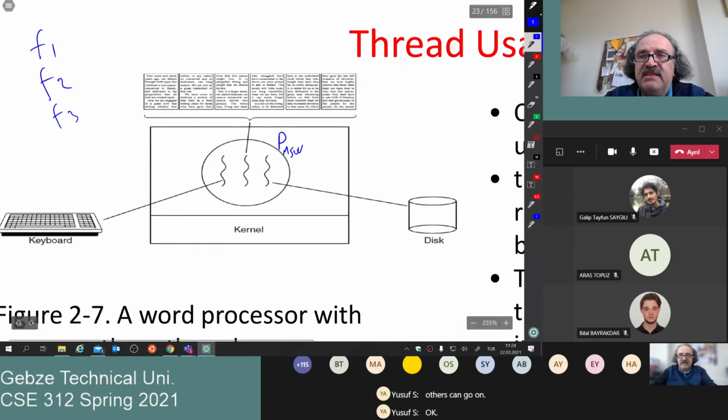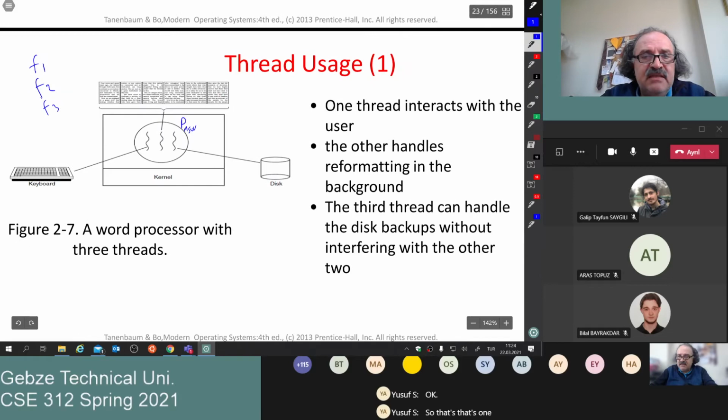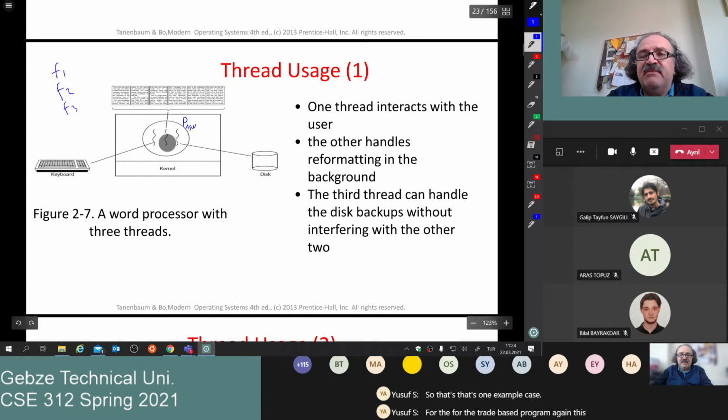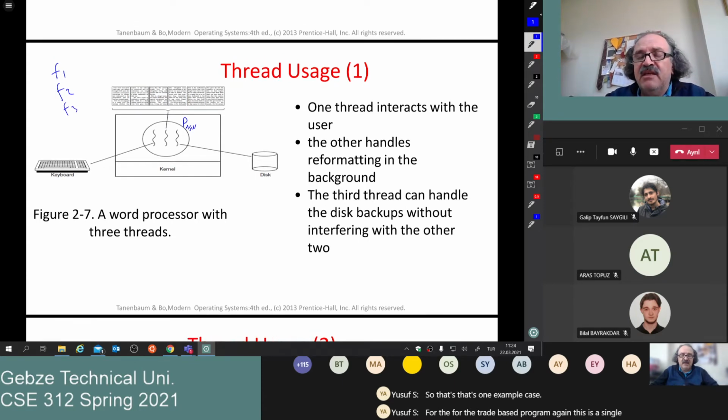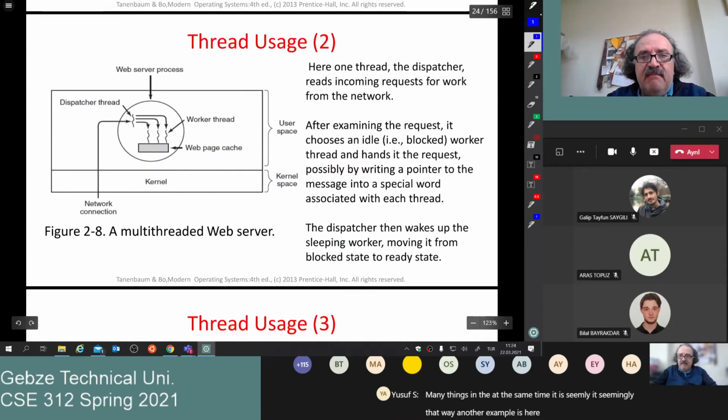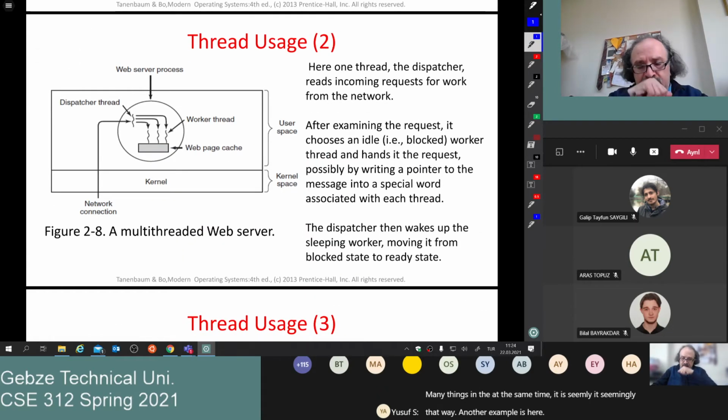So that's one example case for a thread-based program. Again, this is a single process, but it is running many things at the same time, seemingly. Another example is a multi-threaded web server. This is my web server, but it looks like I am out of time.